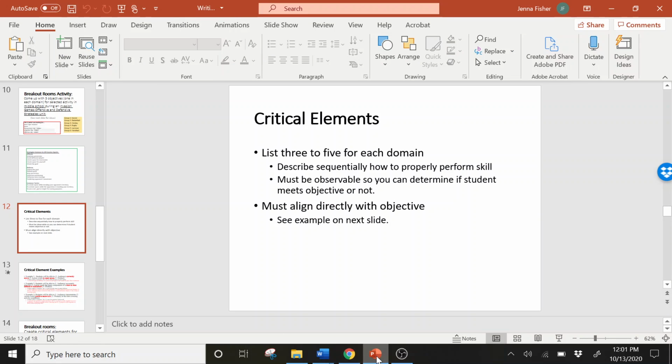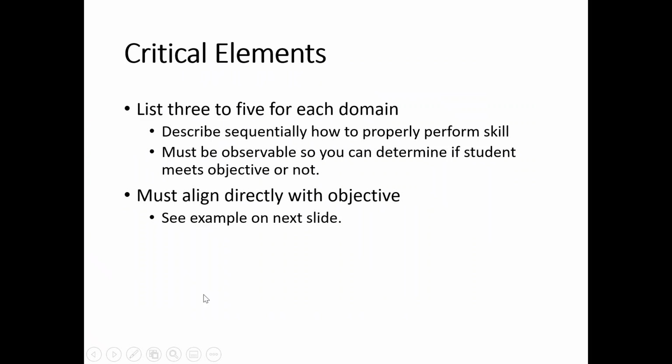So the next piece on our lesson plan, as you just saw, are the critical elements. So critical elements, these really describe how to do a skill. So you're going to list 3 to 5 for each domain. So describe sequentially how to perform the skill. And it must be observable, so you can determine if the student meets that objective or not. So I'll describe what I mean by that. Make sure that these critical elements align directly with your objective, and you can see what I mean on this next slide.